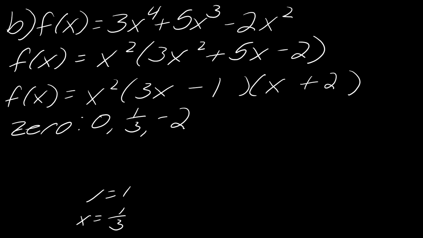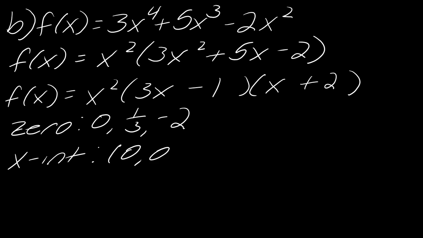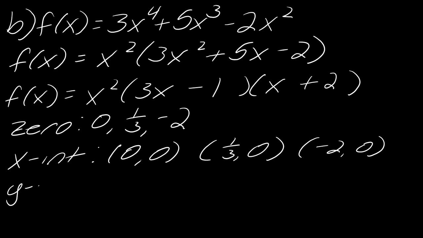Okay, so get rid of all that. And all right, so now I've got my zeros, which means that I can now come up with my x-intercepts. So that's 0, 0, 1/3, 0, and -2, 0. Next, I want to come up with my y-intercepts. So I'm going to go ahead and plug 0 into my function, which, if I plug 0 into this function, it's just going to give me 0. So the y-intercept and the x-intercept are the same thing, which can happen.